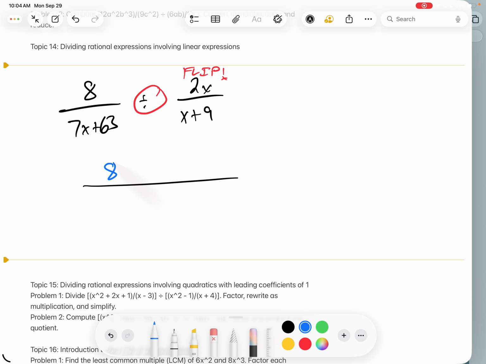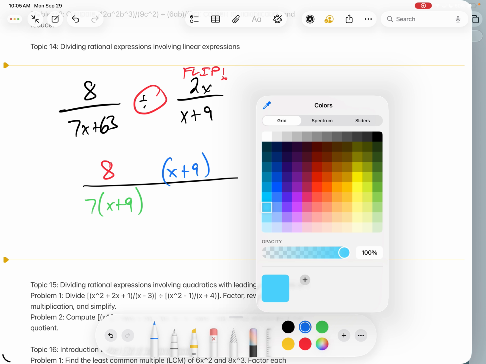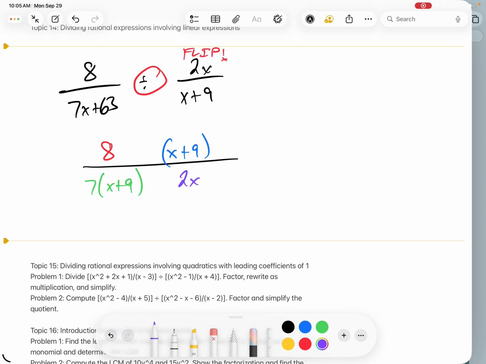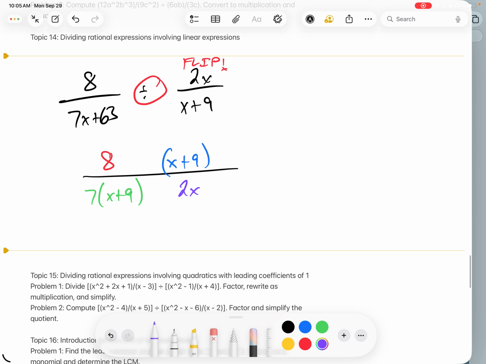On the left side, it would be 8. And then on the bottom, I could factor out a 7, so I don't have to write it down twice, right? 7 and 63 are both divisible by 7. On the right side, the x plus 9 comes up here, and my 2x comes right here. So I had to flip that last one. But it's okay if you're simplifying these as you're flipping them. That saves you a little bit of time here.